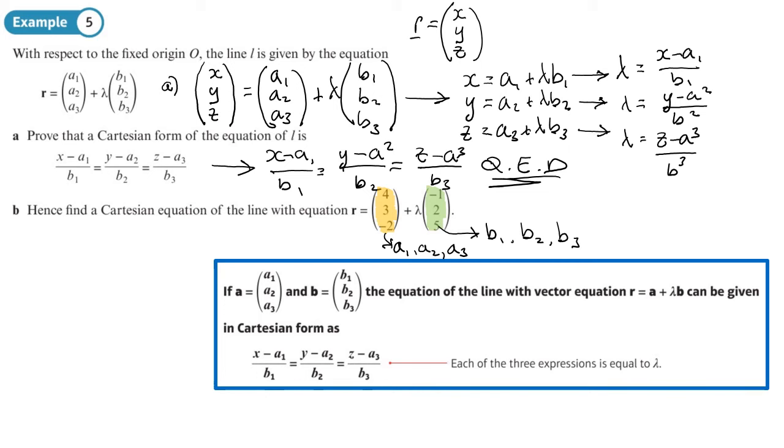So we will have part B here, x minus 4 over negative 1 equals y minus 3 over 2 equals z minus negative 2, so you can write z plus 2 over 5.